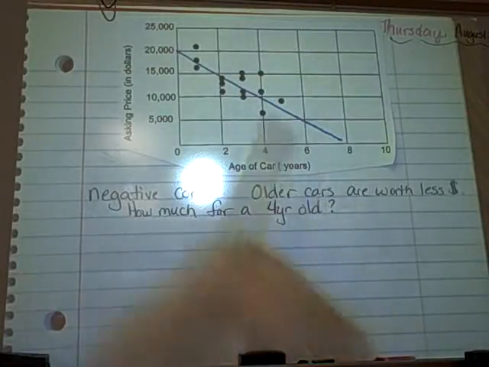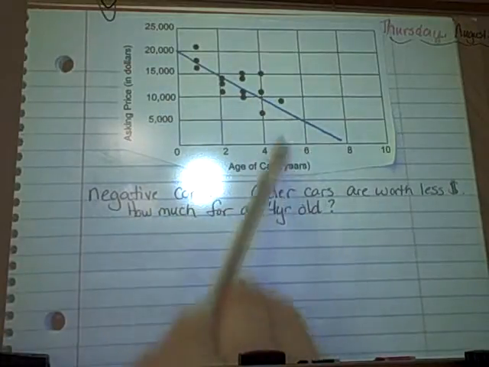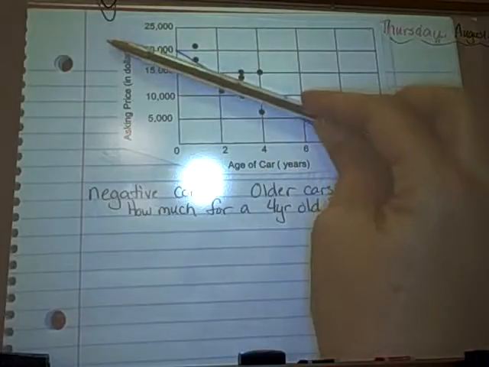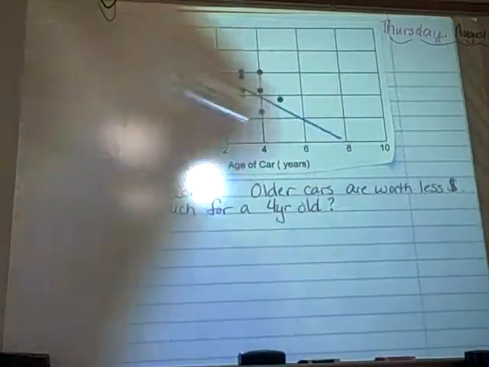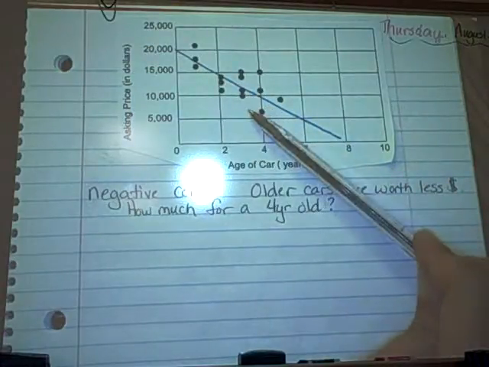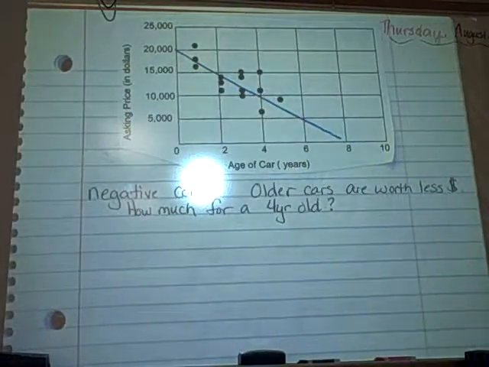10,000, 11,000. So it depends on where you drew it. Mine looks like it's right at 10, but yours may angle a little more like that, so it may look more like 10, 11 or 12, and that's okay. Or it may angle more down, it may look more like 7 or 8. But somewhere around 10, we'll just say about 10.